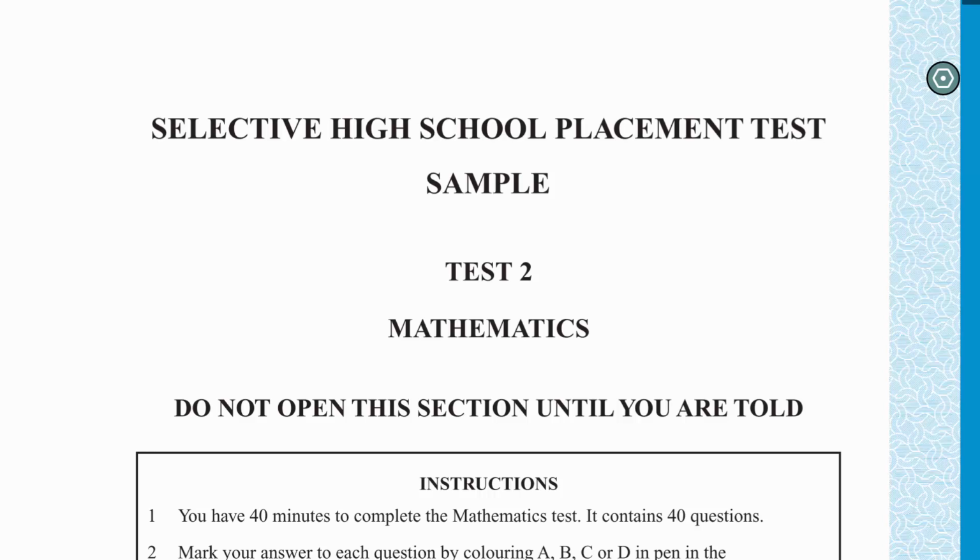Hi there everyone. Today we'll be doing the high school selective placement test, which is the test year 6 students do in order to get into a selective school in year 7. So today I'll be going through the mathematics test, which has 40 questions and they will have 40 minutes to complete it. So pretty much 1 minute per question.